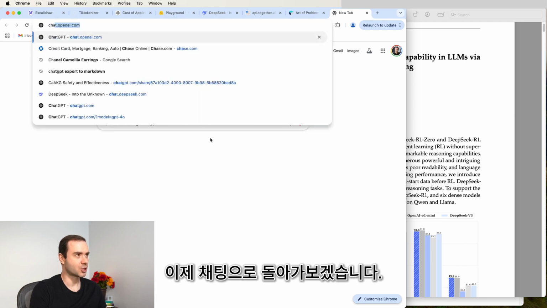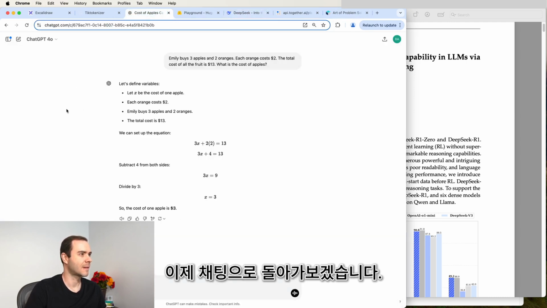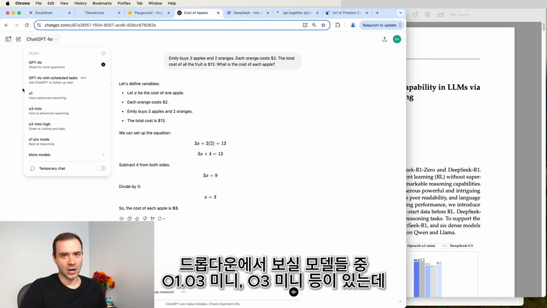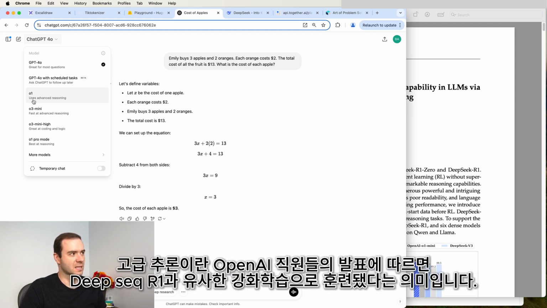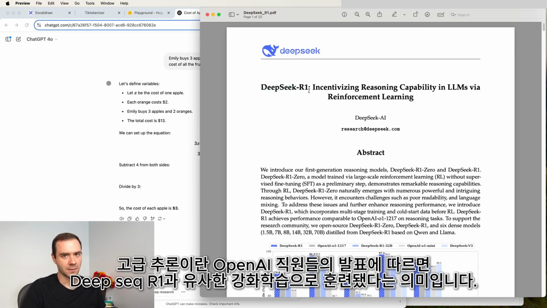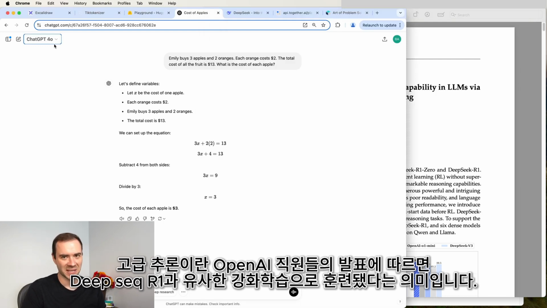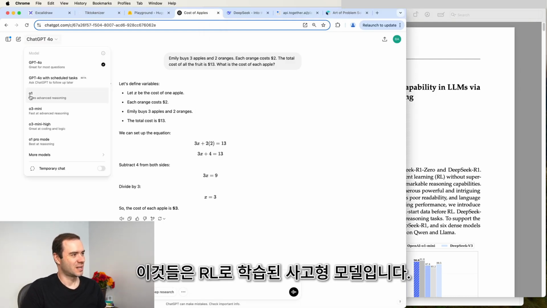Now, when I go back to chat, let me go to chat here. Okay, so the models that you're going to see in the dropdown here, some of them like O1, O3 mini, O3 mini high, etc., they are talking about uses advanced reasoning. Now, what this is referring to is the fact that it was trained by reinforcement learning with techniques very similar to those of DeepSeek R1, per public statements of OpenAI employees. So these are thinking models trained with RL.